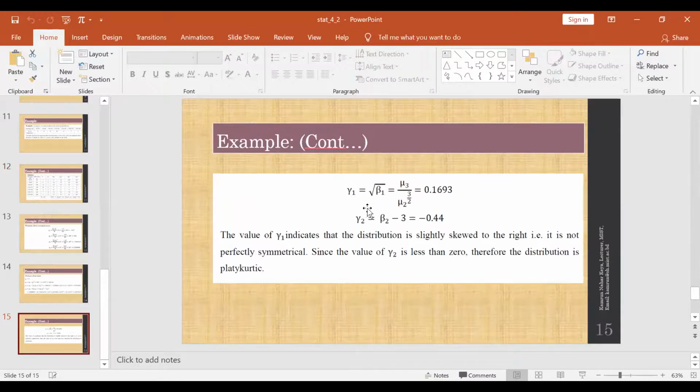You have to find out beta 1 and beta 2, and then you will be able to comment. The value of gamma 1 here is equal to 0.1693. So gamma 1 indicates that the distribution is slightly skewed to the right. Since it is a positive value, it is slightly skewed in the right direction, and it is not perfectly symmetrical. And gamma 2's value is minus 0.44, so it is less than 0. So the distribution is platykurtic.